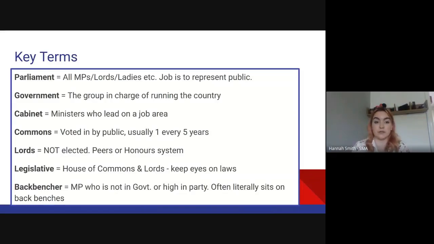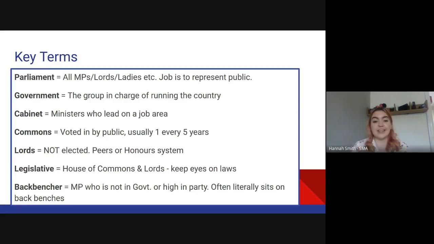The term Parliament is everyone in those Houses of Parliament. So the members of Parliament, the MPs, the Lords, the Ladies, those whose job it is to represent the public. It's also people who work in the office of MPs, so their admin staff, their secretaries, their supporters, their researchers. So Parliament is everybody, whether you are in charge of the government or not.